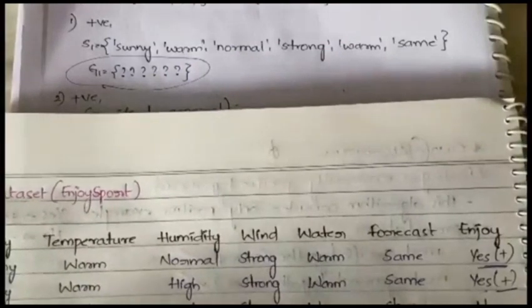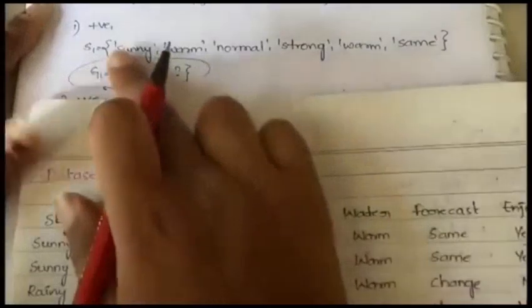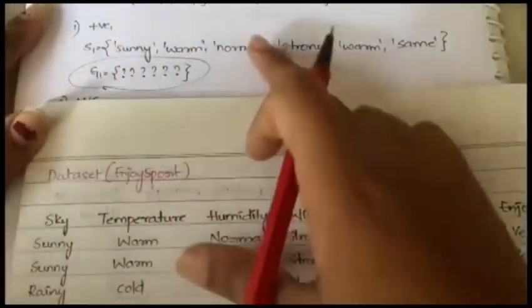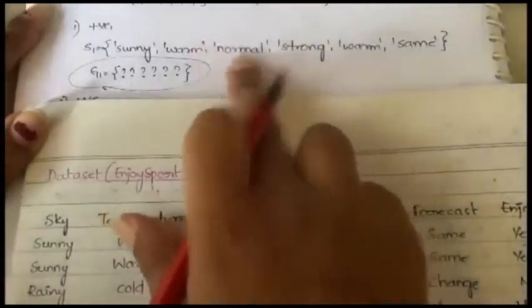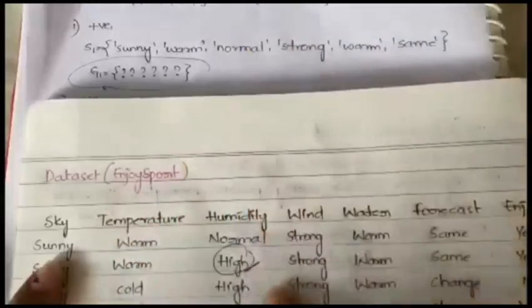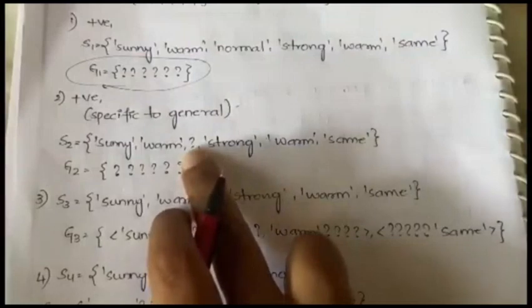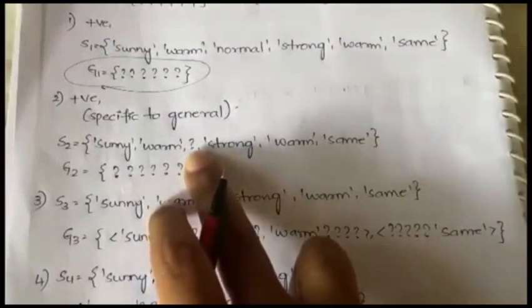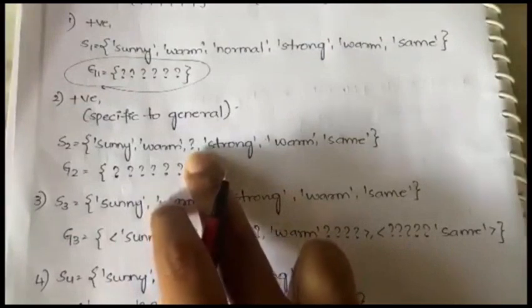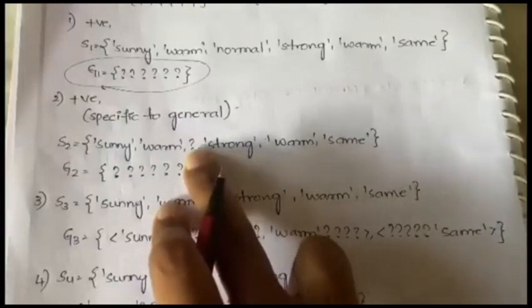Now, in the second example, we have sunny, warm, high, strong, warm, same, and the value is yes. Yes means again positive. So for a positive example, you have to change from specific to general. Here, you already have a specific hypothesis defined, so you need to convert it to a more general form. General means including question marks where necessary. You need to compare the already defined specific hypothesis with the new example. First, sunny and sunny remain the same. Warm and warm.